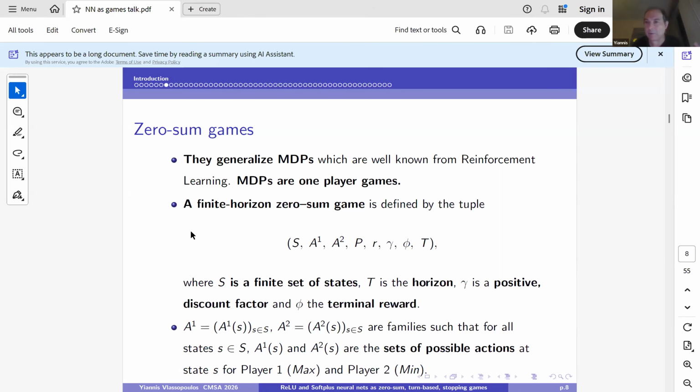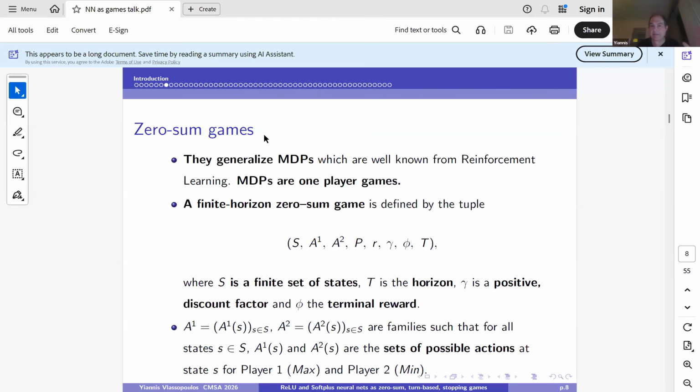Maybe people are more familiar with Markov decision processes because they're used in reinforcement learning. When you do reinforcement learning, you have states, you have actions, you have transition probabilities from state to state given an action, and you have some reward and things like that. MDPs, Markov decision processes, are basically games with one player. Only one player acts. Now we want to have two players, and this reflects the fact that one player is going to maximize and the other player is going to minimize. So we just copy everything that we do in Markov decision processes.